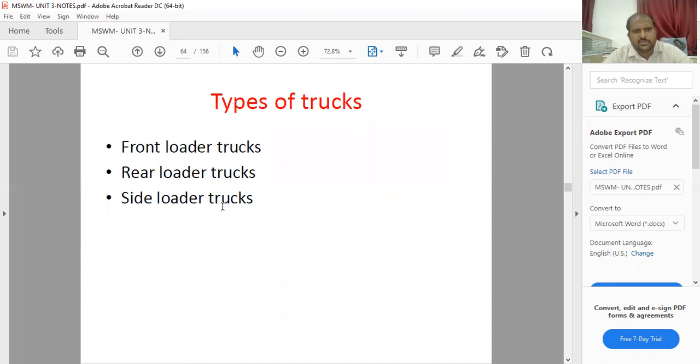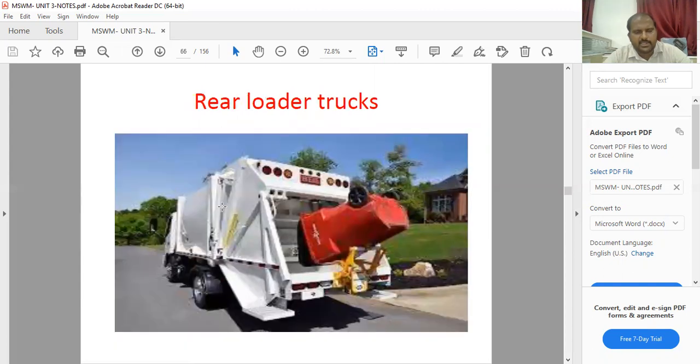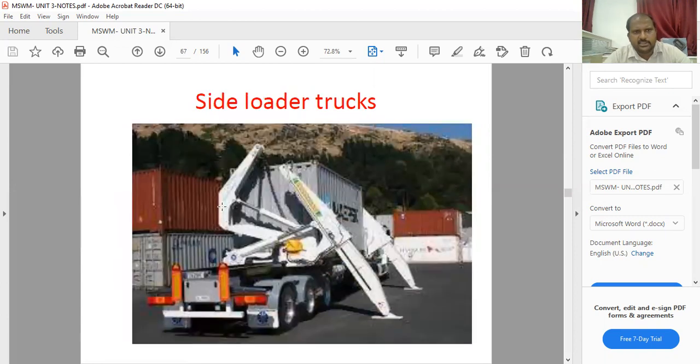Types of trucks. There are three types of trucks. The first one is front loader trucks, the second one is rear loader trucks, and the third one is side loader trucks. This picture shows the front loader trucks. Next, these are the rear loader trucks, and the third one is side loader trucks.